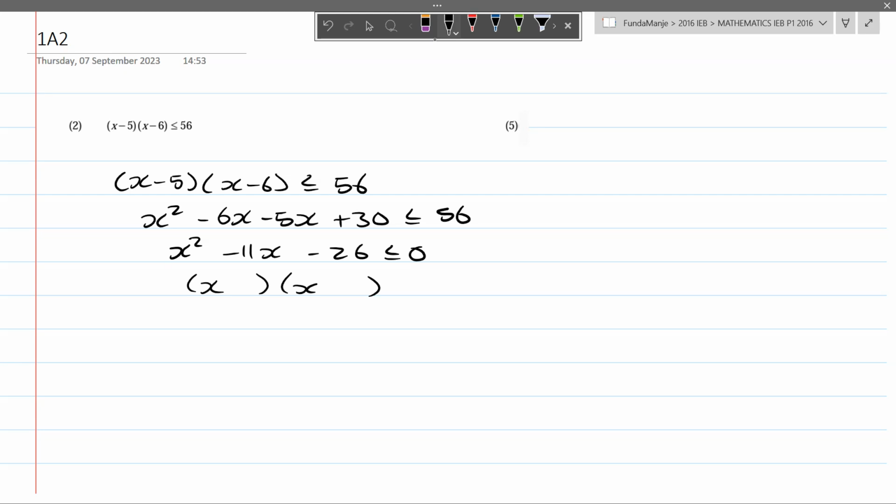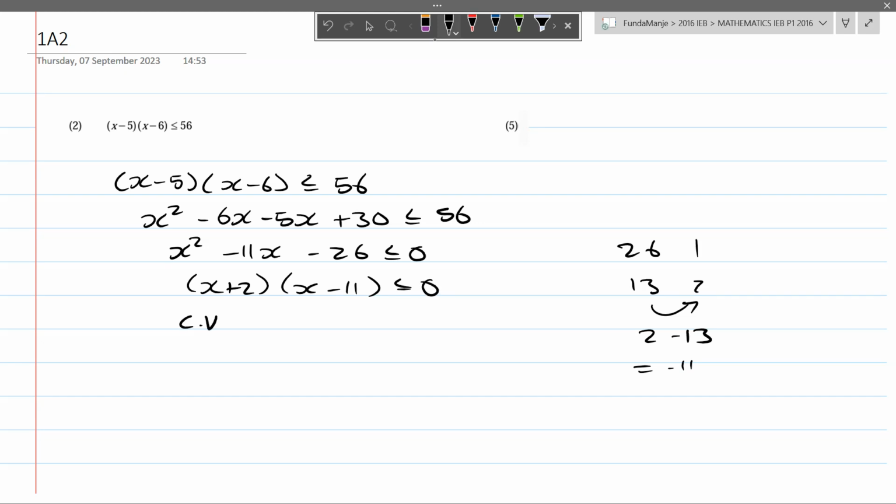Then factors of 26 that we can add to give us minus 11. Well, 26, let's see, 26 and 1 is 13 and 2. 13 and 2 could work if we subtract 2 from 13, and we're looking for negative 11. So we have to subtract 13 from 2 in order to get minus 11. So it's going to be (x + 2)(x − 13), less than or equal to 0.